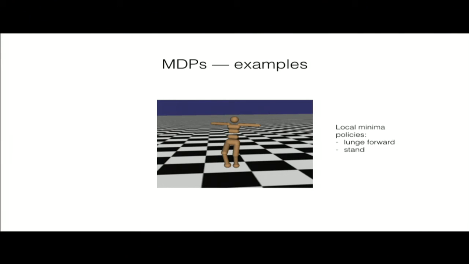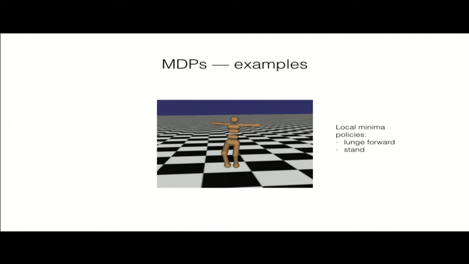So what you kind of want is an exploration method that won't get stuck in a local minimum in policy space. For example, two local minima you run into a lot are, one is where you just lunge forward.